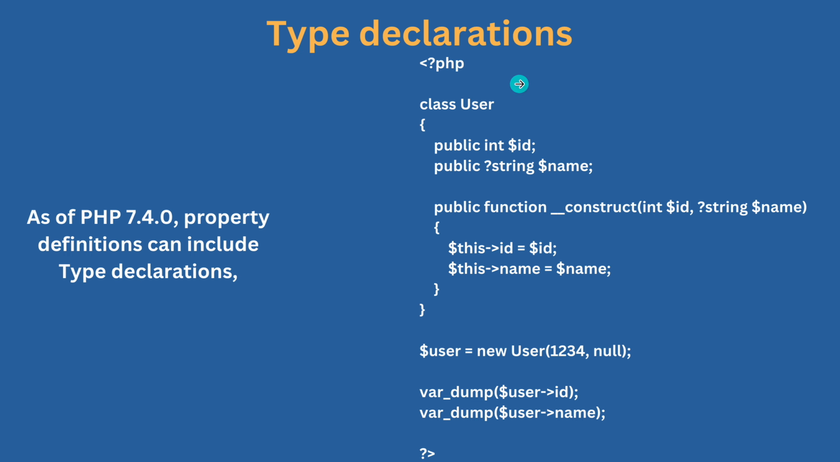Previously it's not required to put the type of the variable here, whether this is an integer or a string, but from PHP 7.4 this new feature was introduced: you can also write the type of the property, whether it is integer or string. So if I declare this property as integer, and I assign a string value to it, this will throw an error. So here you are restricting.